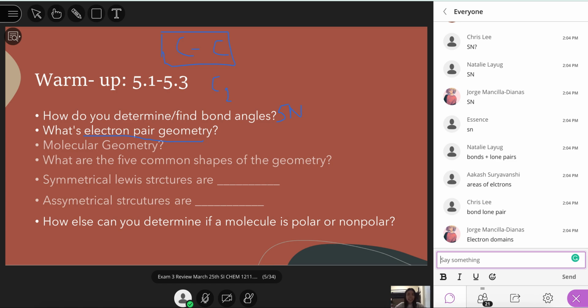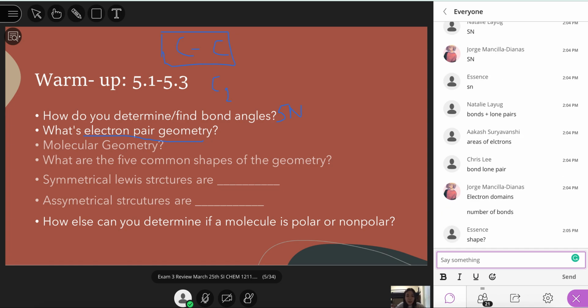Does anyone want to take a stab at it? Just guess. If you don't know, you can always just guess. Wrong answers are fine as well. Does anyone know? You're looking for the geometry of it. So the structure of it, right? But not the atoms itself. Does anyone know?